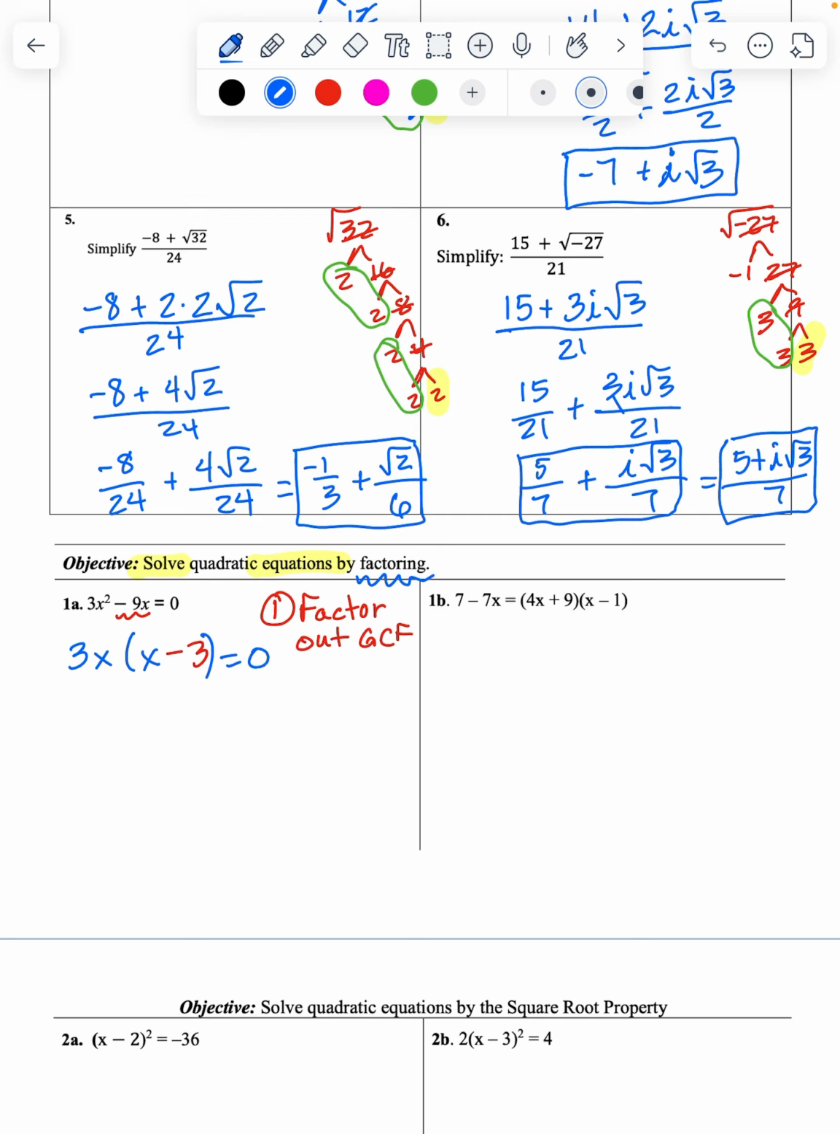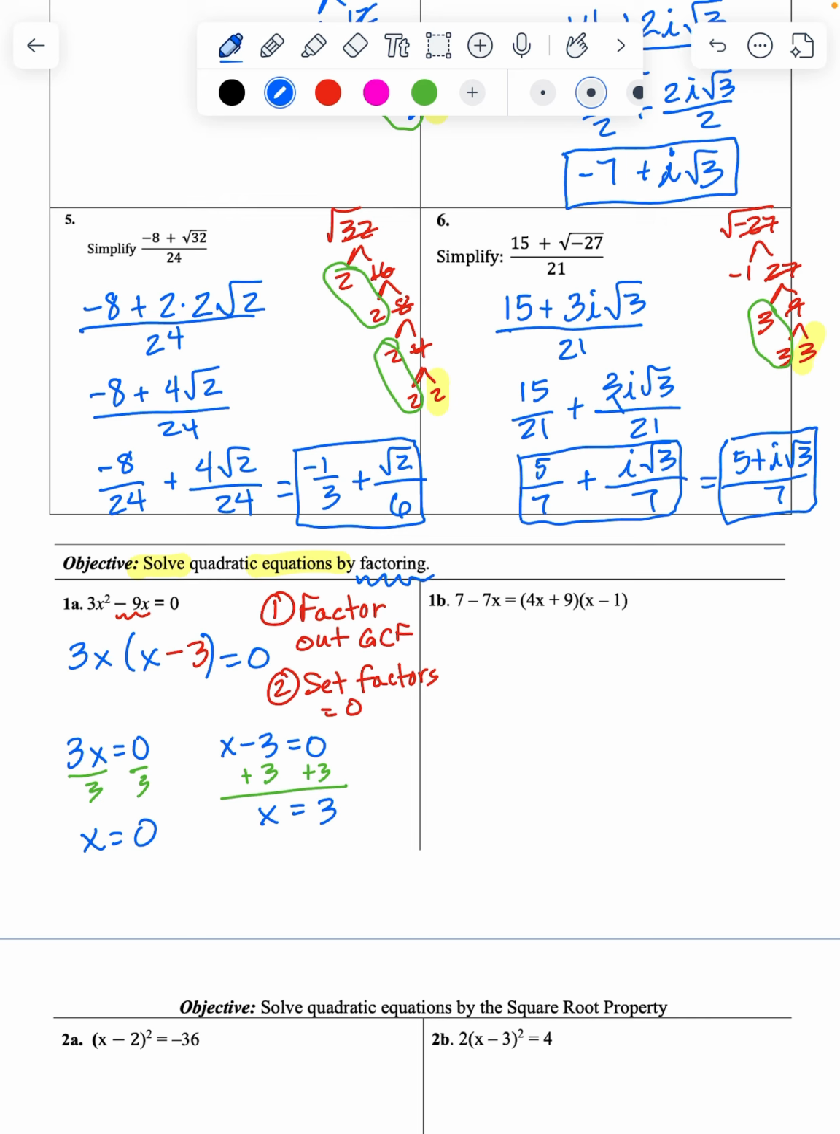Once you factor out the greatest common factor, if there is one, the next thing to do is to set the factors equal to 0. So 3x, set that equal to 0. x minus 3 is equal to 0. And then solve those. And this one we're going to divide both sides by 3. So x equals 0. This one, we're going to add 3 to both sides to get that x by itself.